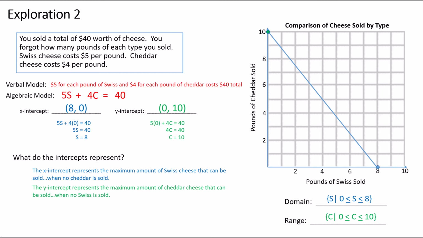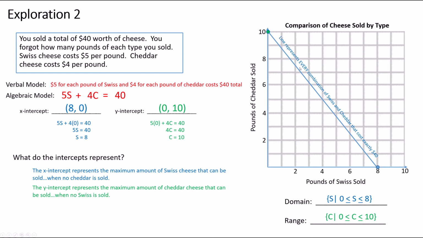Is that okay? Remember, this line right here gives me every combination of Swiss and cheddar that costs exactly $40. Now notice there are some fraction and decimal values here. It looks like there's a fraction at about 6.5 and slightly less than 2. Because cheese can be sold in half pounds and quarter pounds and in ounces, every value along this line works, not just the integer values.